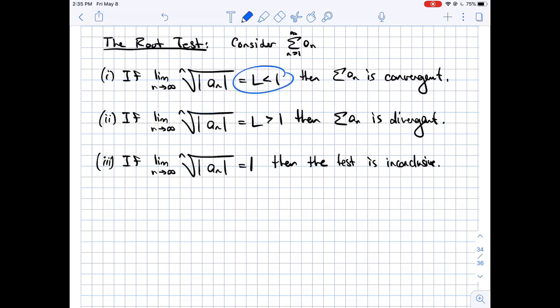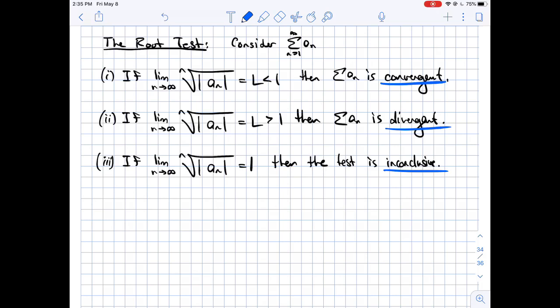If that limit gives us a value that's small, if it's less than 1, we have convergence. If that limit is larger than 1, we're going to have divergence. And again, exactly like the ratio test, if that limit is equal to 1, then the test is inconclusive. The test fails, and you go and try something else.